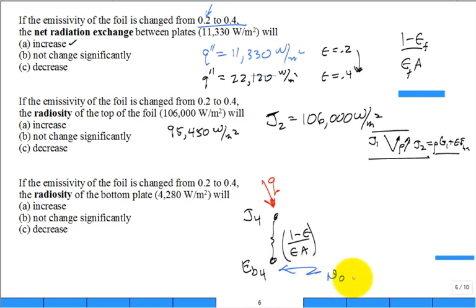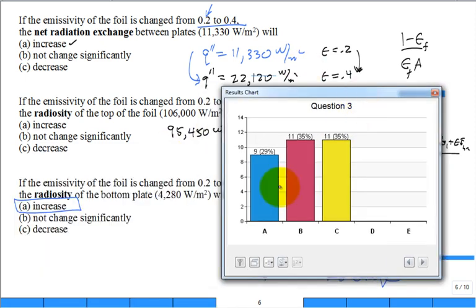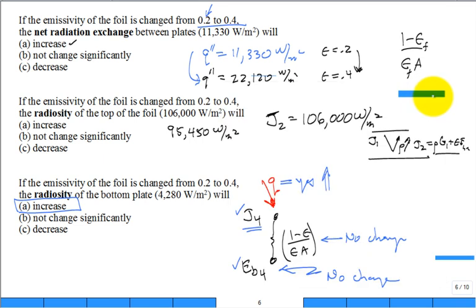So for this problem, did EB4 change? No change. Did the emissivity of the bottom plate change? No change. Did Q change? Yes. What happened to Q? It went up, right? This is the first question. It went up. So if you have more flow, what happens to the difference between EB4 and J4? Doesn't it become further apart? Doesn't J4 become greater than, larger than it had been? So what does J4 do? It increases. Okay, we're still guessing, but that's okay. What's the numeric value for J4 for the new one? It is 6,981 watts per meter squared.